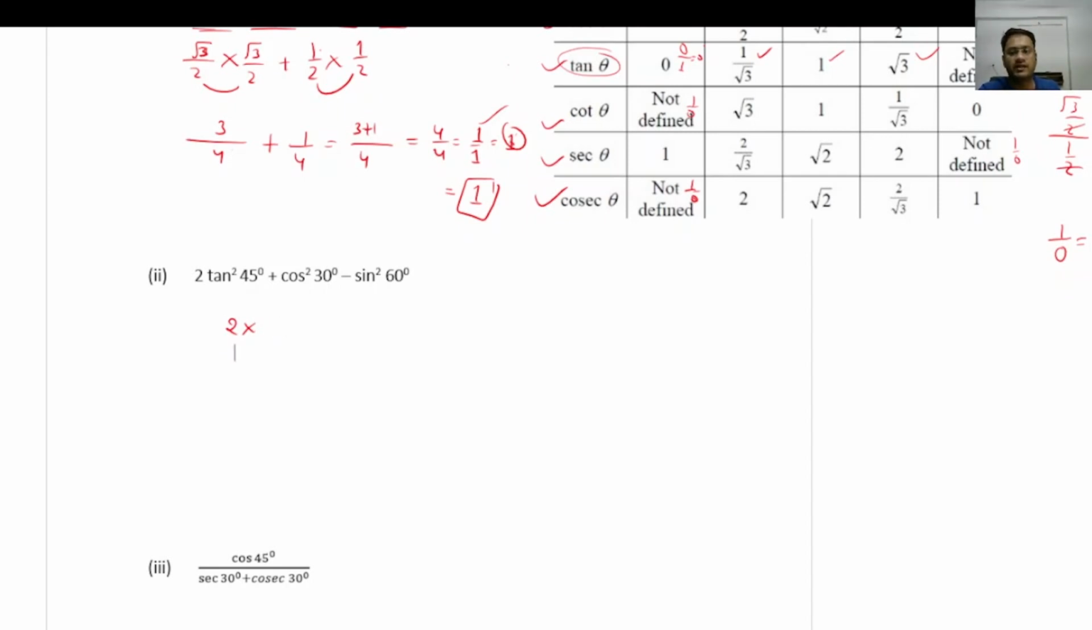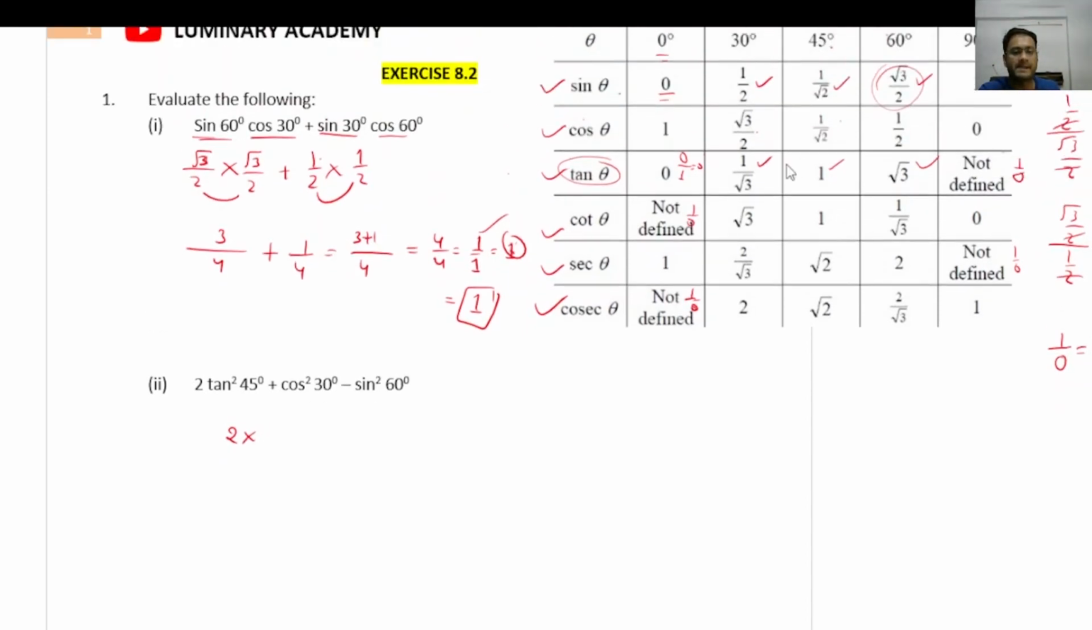Tan 45 it is 1. Again cos 30 it is root 3 by 2, so root 3 by 2 whole square, minus sin 60. Sin 60 is root 3 by 2 again, so root 3 by 2 whole square, right? So what will be the answer? Let's see.